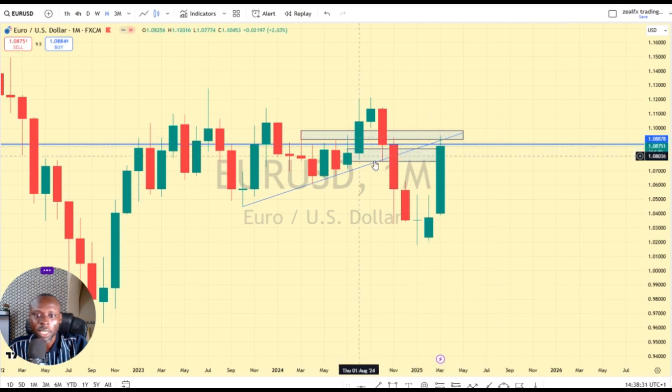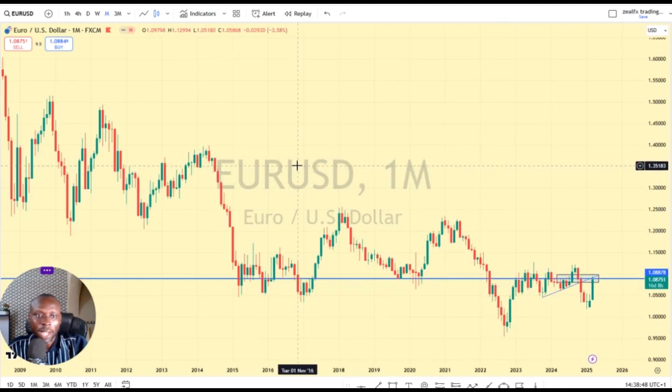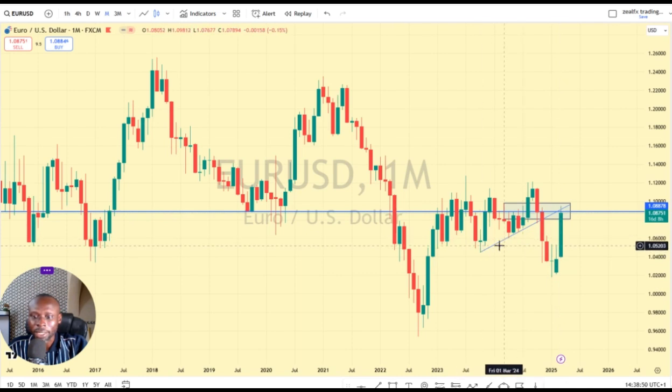Euro USD on the monthly chart is currently on a resistance zone. So long as price is on this monthly resistance zone, we expect price to continue to push lower, because price has closed below an inner structure, which is this level. So long as price breaks this level with this drop, we expect price to do a retest of this zone before we see a further push to the downside for the Euro USD.